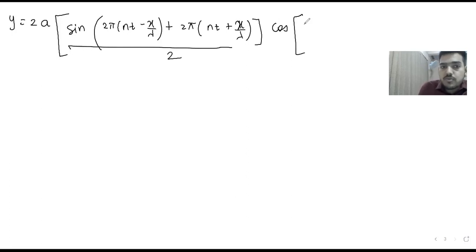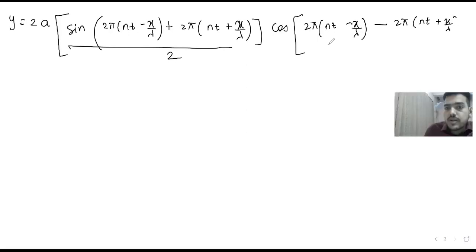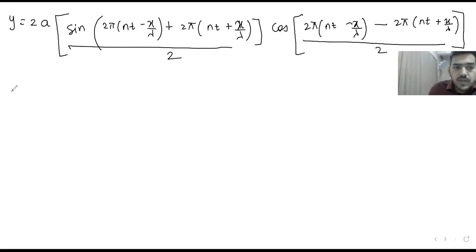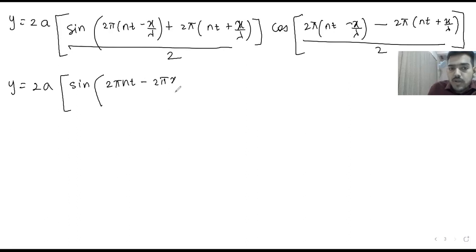So what will be (c − d)/2? It is 2π(nt − x/λ) minus 2π(nt + x/λ), and the whole thing divided by 2. So this is what we get. Now let's solve it further. What will I get? y = 2a. Let me solve it further. Sin of 2πnt, multiplying inside, minus 2πx/λ plus 2πnt plus 2πx/λ, whole thing upon 2.